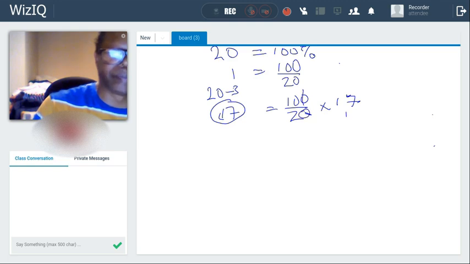Okay. So we can cancel this 0 and this 0. And then this 2 into 10 is 5. Then 5 times 7 is going to be 35. 5 times 1 is 5, plus 3 is 8. So it's 85%. Are you okay there? Yes. Okay. Good. All right.